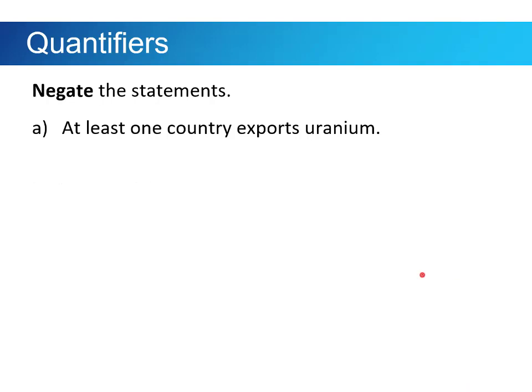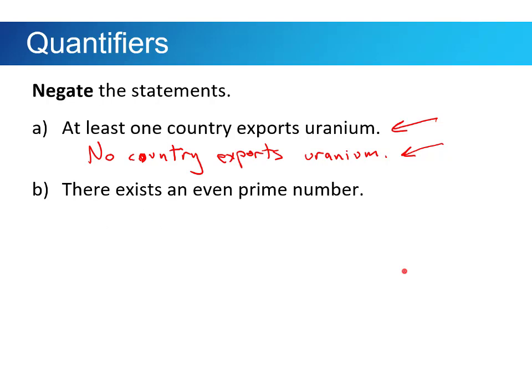At least one country exports uranium. If that's not true, then no country exports uranium. I'll write that down. And this is kind of interesting. Look how we started with an existential quantifier, at least one country exports uranium, and the negation of that was a statement with a universal quantifier. No country exports uranium. How about the next one? There exists an even prime number. Okay, well, if that's not true, then no even prime number exists, right? Maybe you could say no number is even and prime.